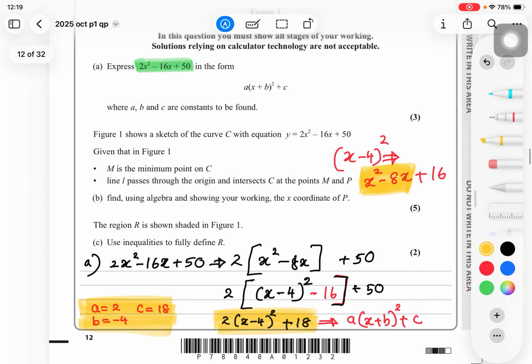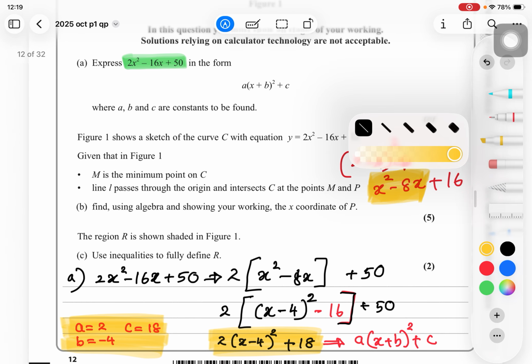Now let's go with the next section and let's read through this. This says figure 1 shows a sketch of the curve C with this equation. That means this is the equation that we just completed the square on and put into a different format. Now, given figure 1, M is the minimum point. And the line L passes through the origin. It seems its partners are M and P. Okay, there is a bit of information about M and P.